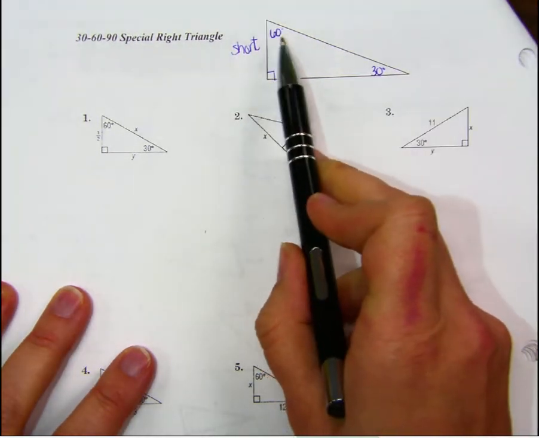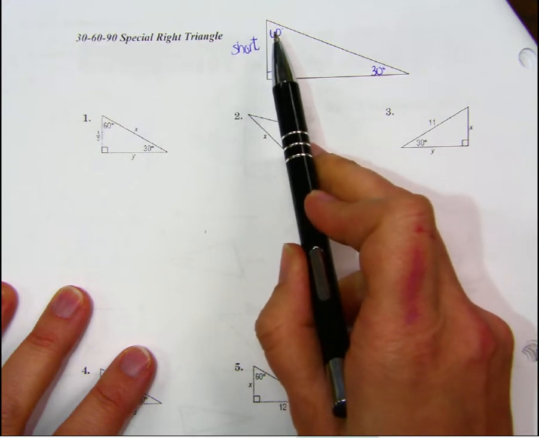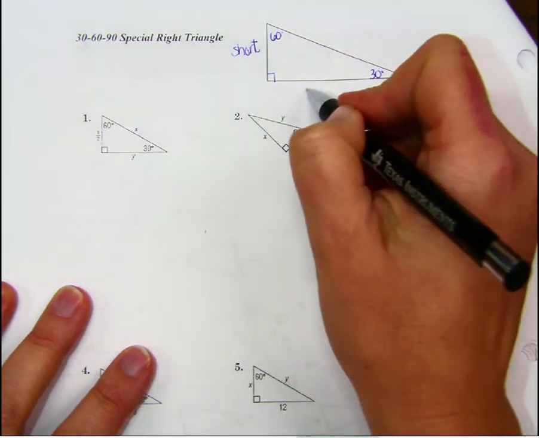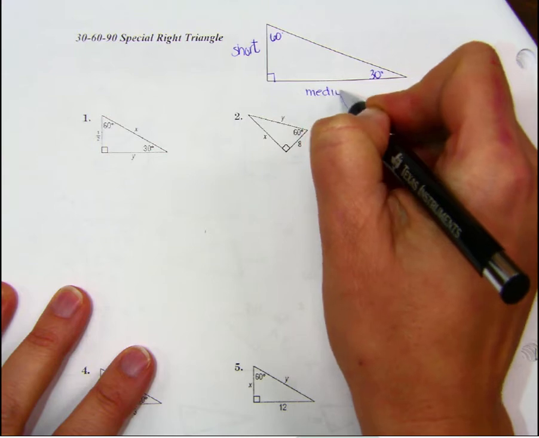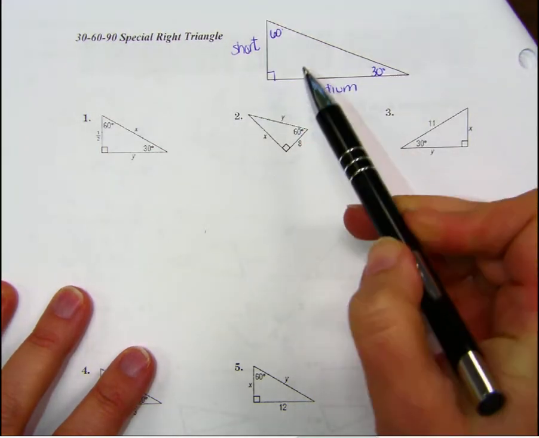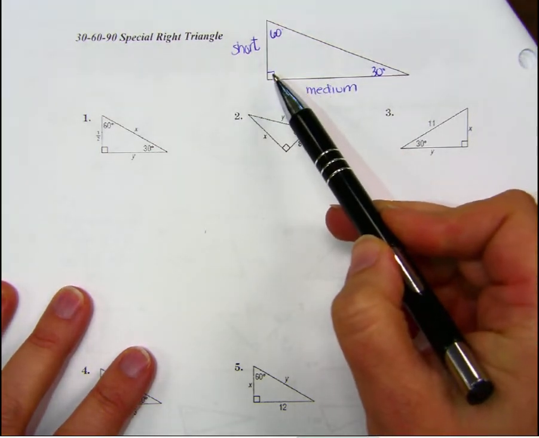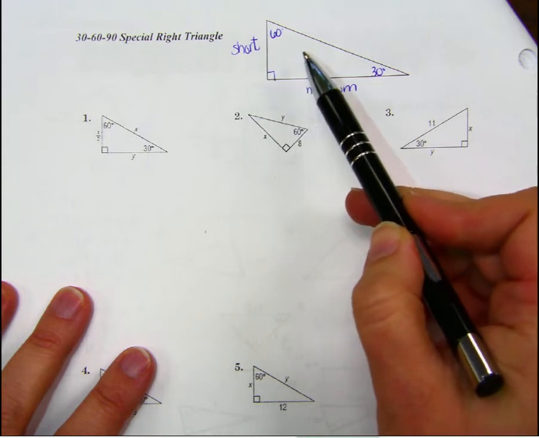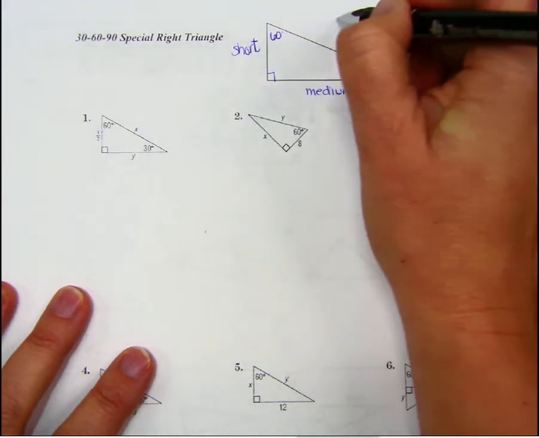The medium side is always across from the medium-sized angle, so the medium side would be this side over here. And the longest side is always across from the biggest angle. In this case, our right angle is the biggest angle, so this would be our longest side, which is also the hypotenuse.